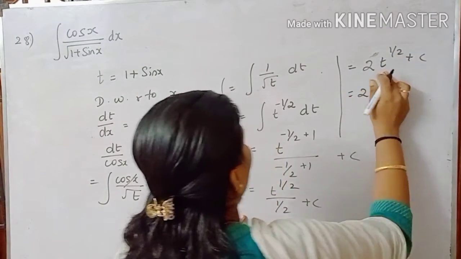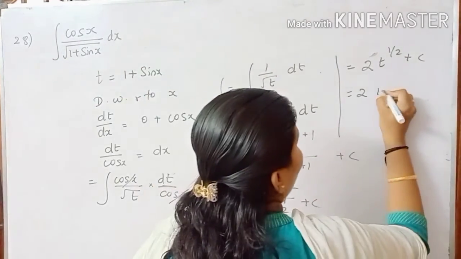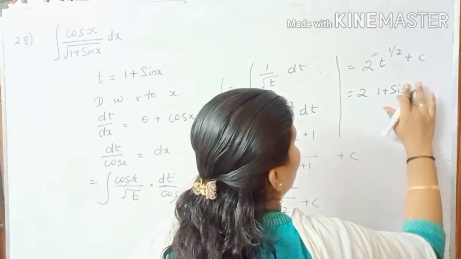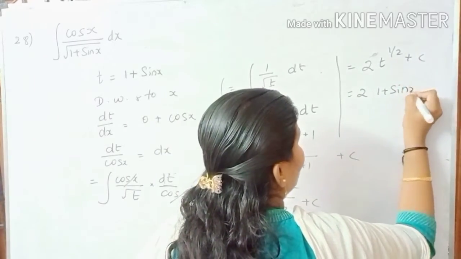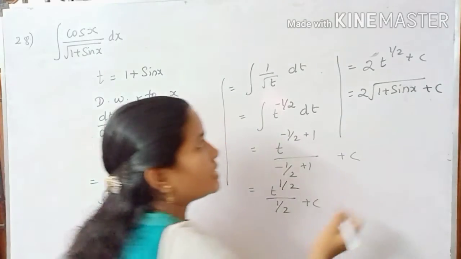So what is the value of t? T value is 1 plus sin x. So 1 plus sin x the whole power half, that is root, plus c is the answer.